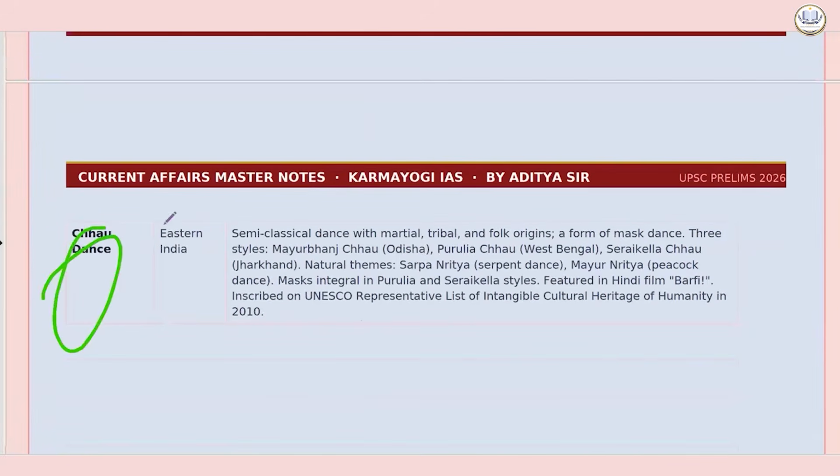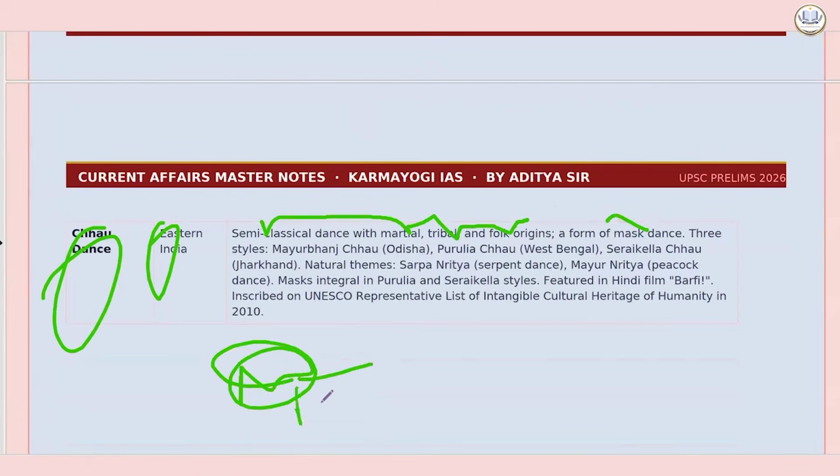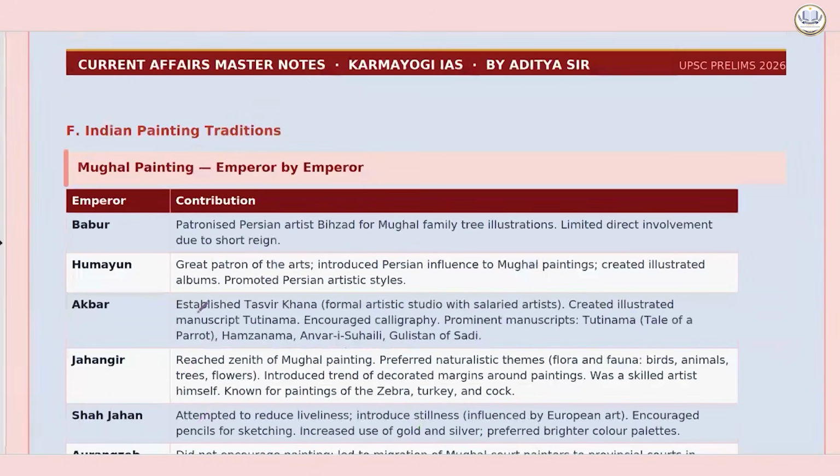Chhau dance is in eastern India, a semi-classical dance with martial, tribal, and folk origin, a form of mask dance. Three styles are there: Mayurbhanj Chhau in Odisha, Purulia Chhau in West Bengal, and Seraikella Chhau in Jharkhand. Natural themes like Sarpa Nritya, the serpent dance, and Mayur Nritya, the peacock dance. Masks are integral in Purulia and Seraikella styles, which were featured in the film Barfi as well. It was inscribed on the UNESCO Representative List of Intangible Cultural Heritage of Humanity in 2010.